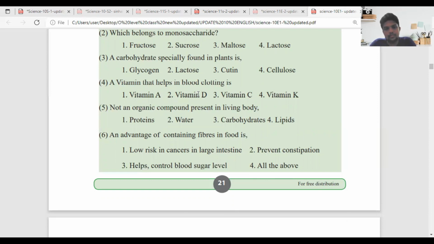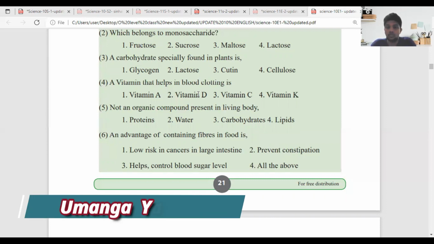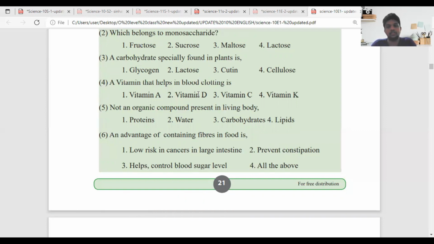Not an organic compound present in the living body. Second answer, water. Water, very good. Water is an inorganic compound. So all the other compounds, proteins, carbohydrates, lipids, nucleic acids, vitamins, those are organic compounds. What are the inorganic compounds? Basically gases, then water, then carbonates, bicarbonates, then carbon dioxide, carbon monoxide. Okay, those are inorganic compounds. Minerals also inorganic.